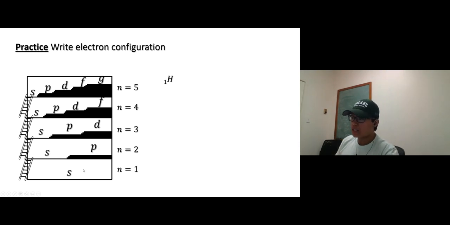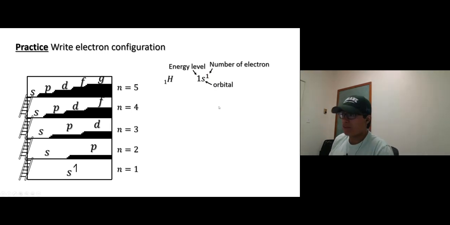Right. So 1 electron just goes in the s orbital right there, 1s, and we write it as 1s1. The first one is the energy level. S is the orbital, and 1 as a superscript is the number of electrons in that orbital. Okay. All right. Helium's atomic number is 2.